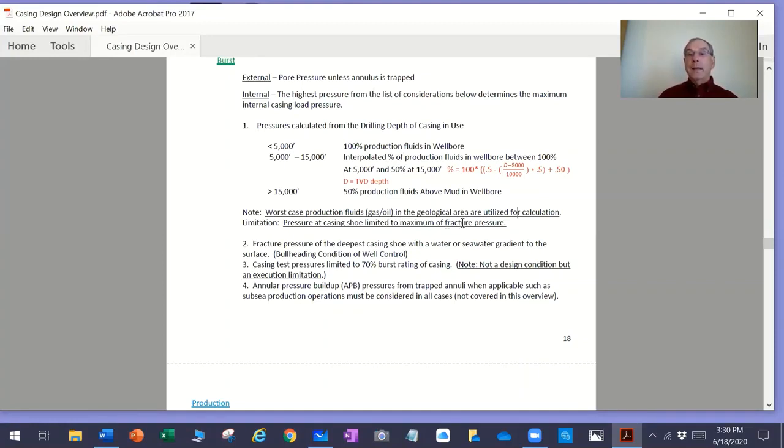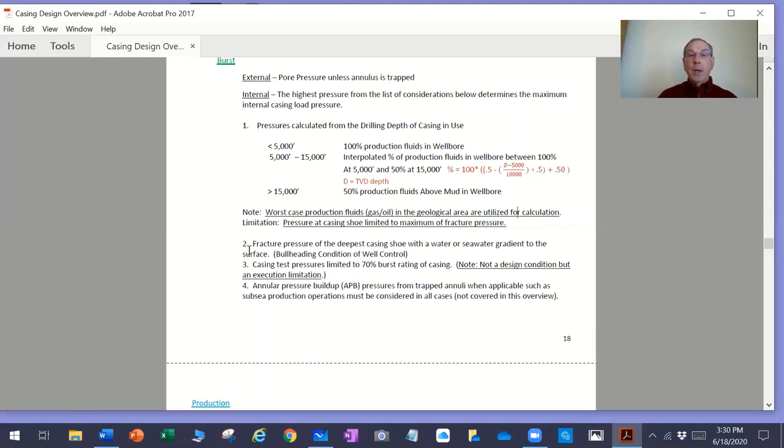We won't exceed it, because the reality is there is no way we can have a higher pressure in our wellbore than fracture pressure. You cannot exceed fracture pressure in an open hole section at the casing shoe, because it will fracture. So there's no way to get higher than that. We also can use a fracture pressure. So there are several criteria. Here's one criteria.